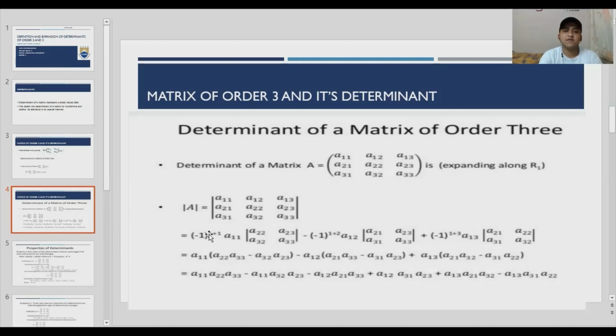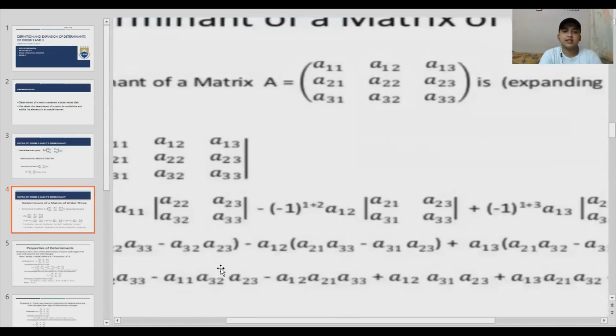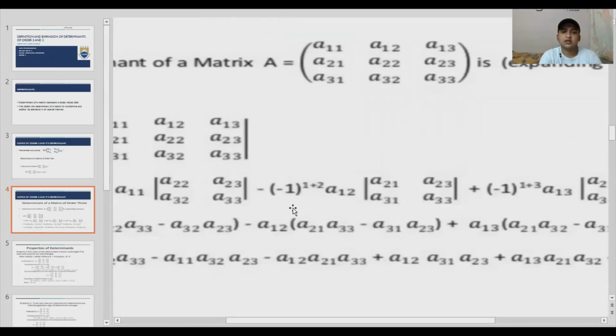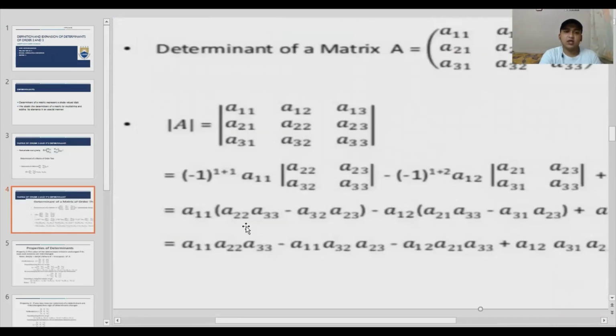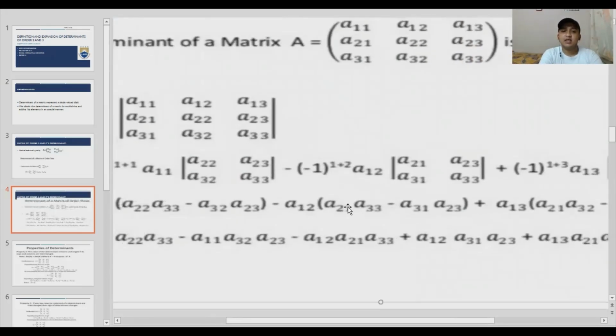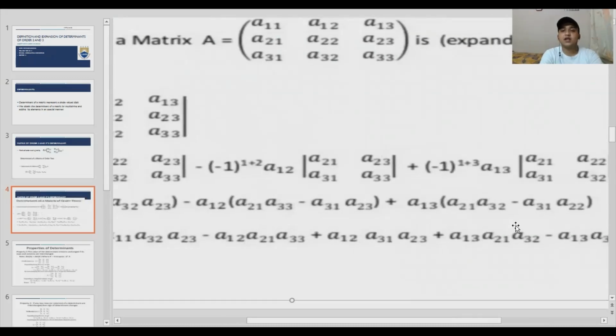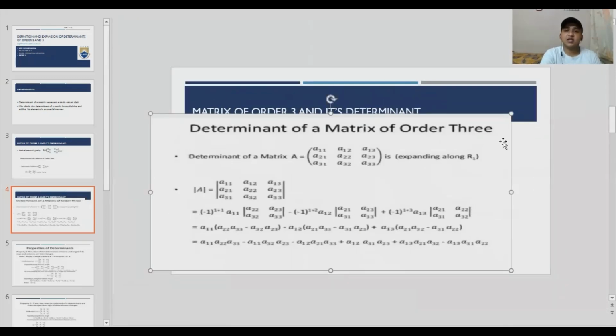When we observe carefully, we find the determinant to be like this. Here A11 into A22, A33. Here the cofactor of A22, A33 is given by this, and then subtracted by the second element multiplied with the cofactor of it, then the third element added with the cofactor of it, gives the determinant of the matrix.